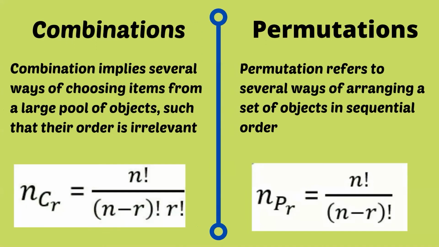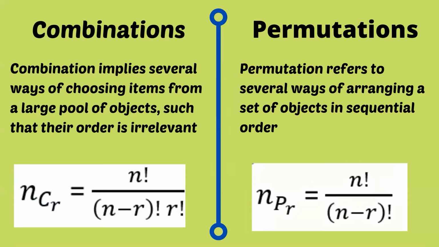So now we have to deeply study the concept of combinations and permutations. I'll tell you in the definition. Combination implies several ways of choosing objects from a large object pool, where the order is irrelevant. In combination, we are not giving importance to the order of the selection. While permutation refers to several ways of arranging a set of objects in sequential order. When order is important, it becomes permutation. When there is no order, it becomes combination.